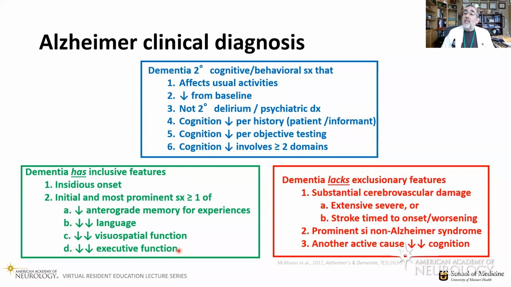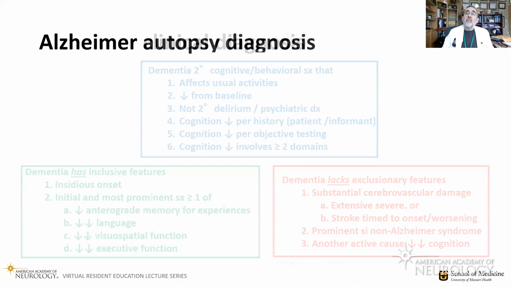The patient does not have at least a very substantial amount of cerebrovascular brain damage, such as having severe cerebrovascular damage on imaging or a stroke occurring at the onset or at each interval of worsening of symptoms. There are not prominent signs of one of the non-Alzheimer's syndromes, and so there's not another active thing that would be causing cognitive impairment. People who meet these clinical criteria are part of, but not yet definitional to, the syndrome.